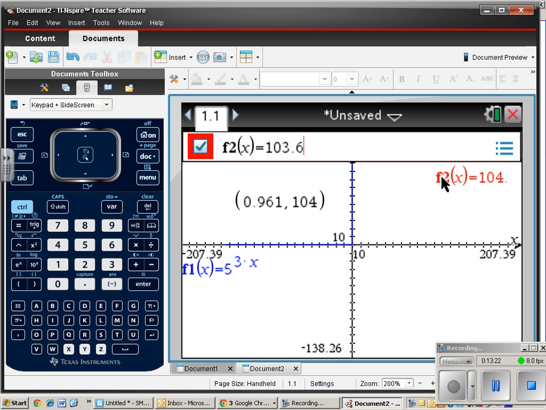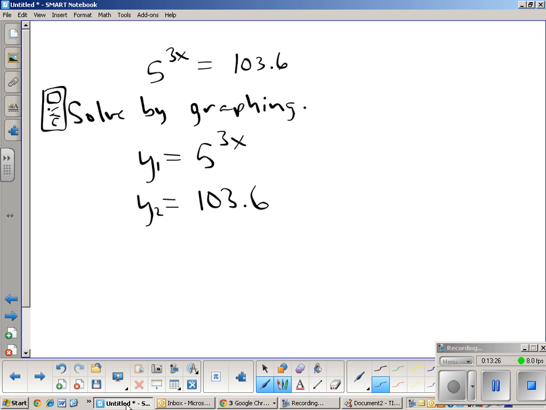Okay? So by graphing, I'm just going to type y1 is equal to this side of the equation and y2 is equal to this side and find the intersection. Okay? That's going to be the easiest way. So we got 0.96, is that right? Yeah. Let's test it just for kicks.